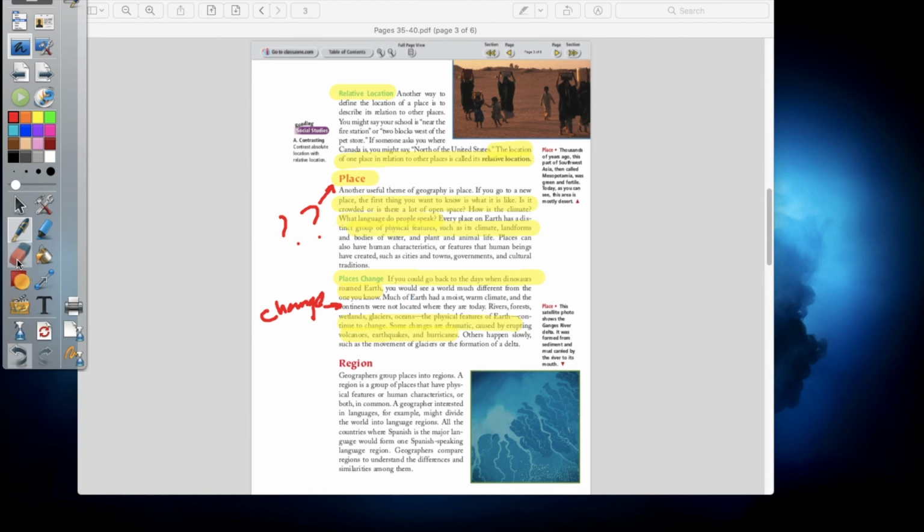Another one that we look for, of course, is also region. That's what we're talking about as well. Now, what is a region? A region is commonalities. We're looking for things that are common. Let me spell that out for you guys.